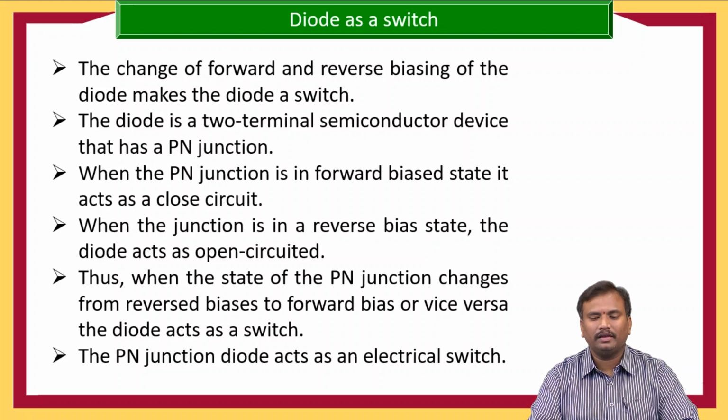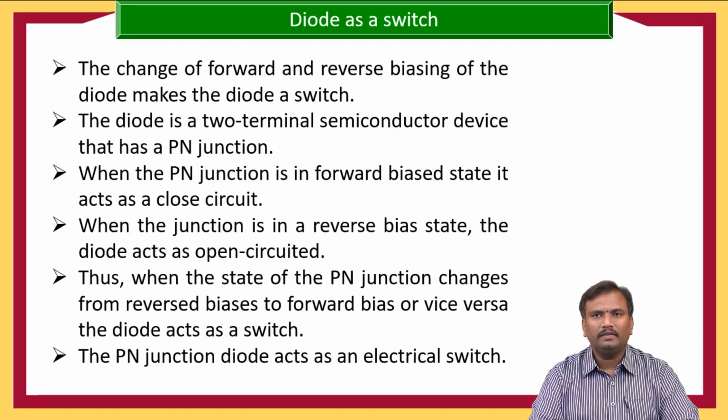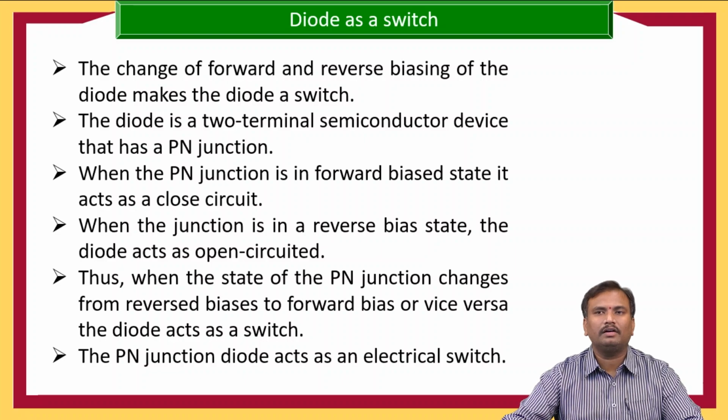When the junction is in reverse bias state, the diode acts as an open circuit because no conduction will take place. So when there is no conduction, it will act as an open circuit. So with the reverse and forward biases, the diode can act as a switch, where the PN junction diode acts as an electrical switch. This type of switch is called an electrical switch.